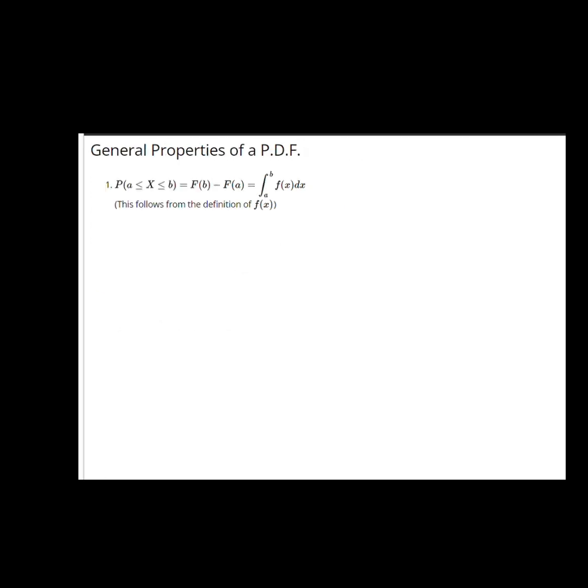General properties of a probability density function. The first we've already seen. The probability that x falls in an interval between a and b is f of b minus f of a, in general, capital F of b minus capital F of a. And that can be written as the integral from a to b of the probability density function little f of x. This, in fact, is the definition of the PDF little f.